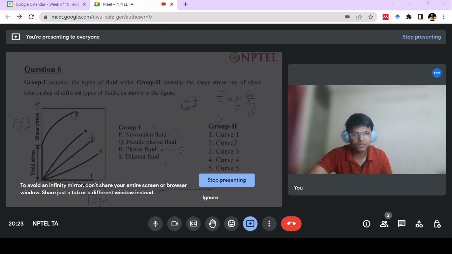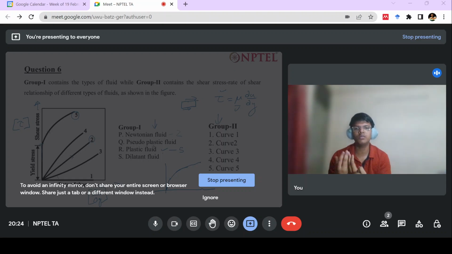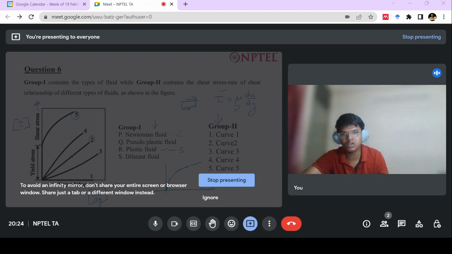But the viscosity at first is higher, and as the shear stress keeps on increasing, this viscosity starts getting lower and lower. So the slope of this curve becomes low. So this is called a pseudoplastic fluid, also known as a shear thinning fluid. It is as if the fluid is becoming thinner. It is becoming less viscous as I provide more and more stress. So which one corresponds to that? This fourth. So this Q is 4.